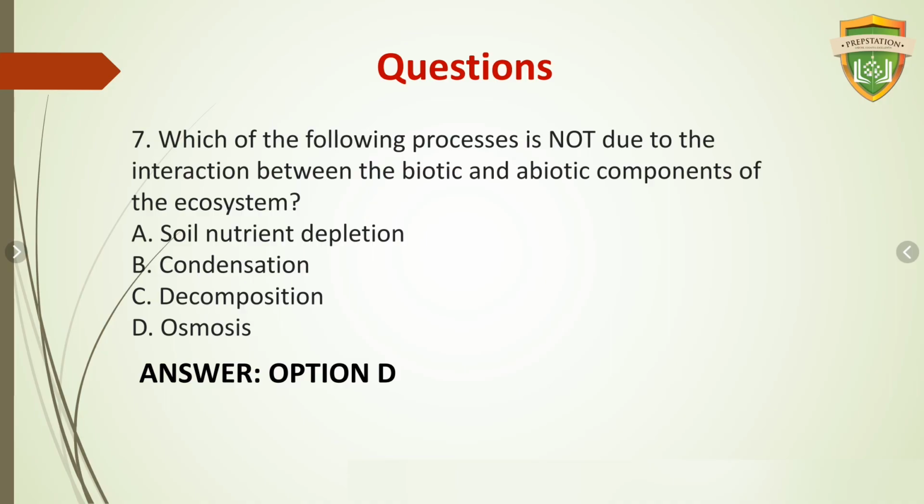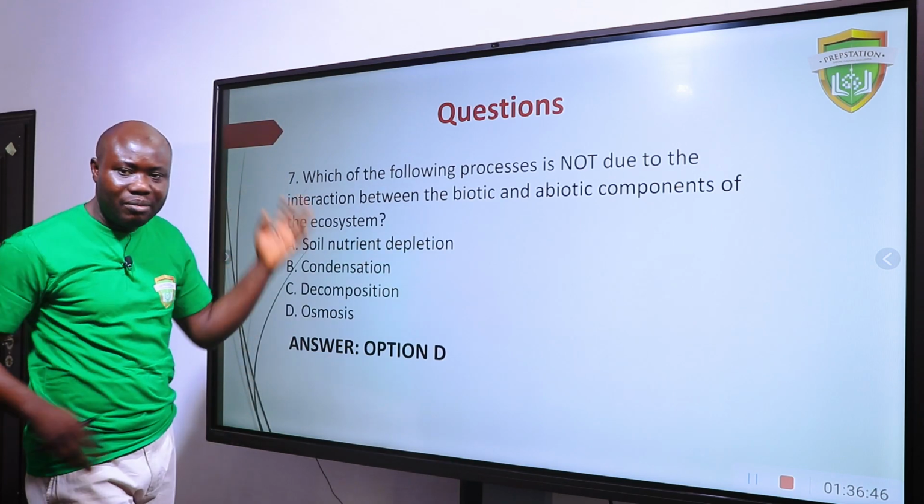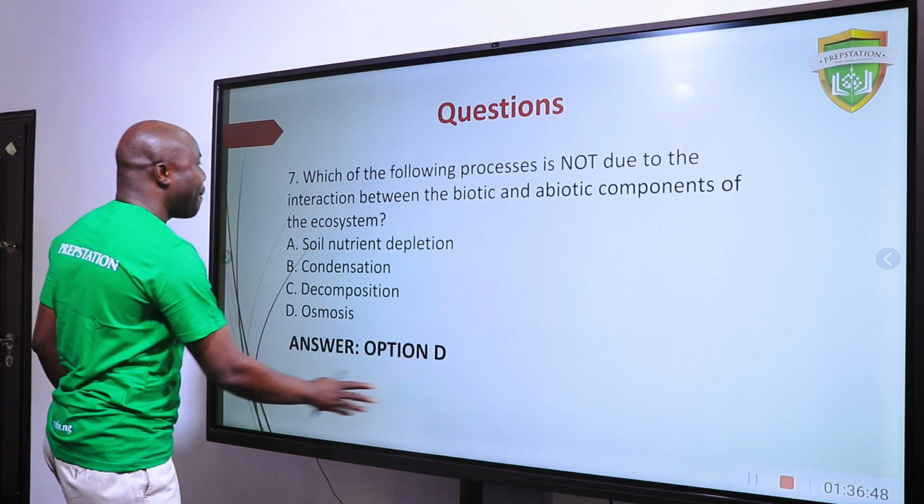Okay, which of the following processes is not due to interaction between the biotic and abiotic component? That is the living and the non-living components. We have the soil nutrients depletion. Of course, this can be due to activity of living organism, condensation, decomposition, osmosis. This is just movement of water molecules. So the answer is D.